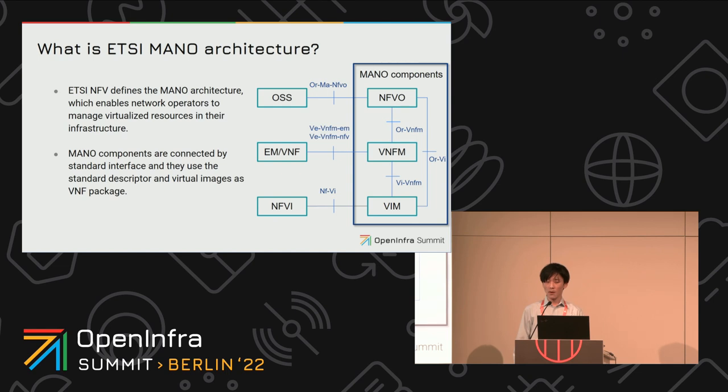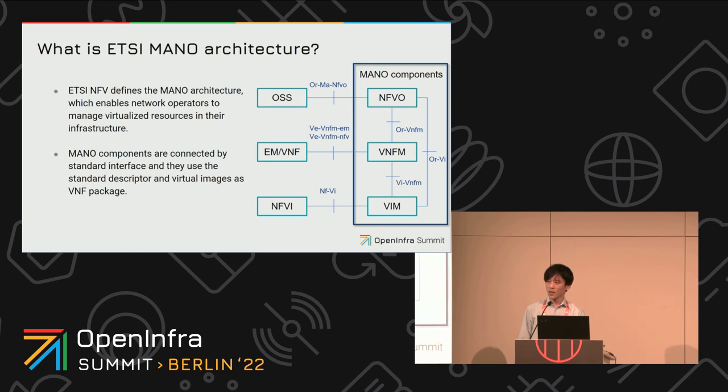Before we dive into the details of Tacker's functionality, let me explain the ETSI MANO architecture briefly. ETSI NFV defines the MANO architecture. It enables network operators to manage virtualized resources in their infrastructure. This here shows the MANO components. NFVO is a top layer orchestrator. It manages the whole of network services. And VNF manager is a second manager component. It manages virtual network functions. And VIM manages an infrastructure named NFVI, defined in ETSI NFV.